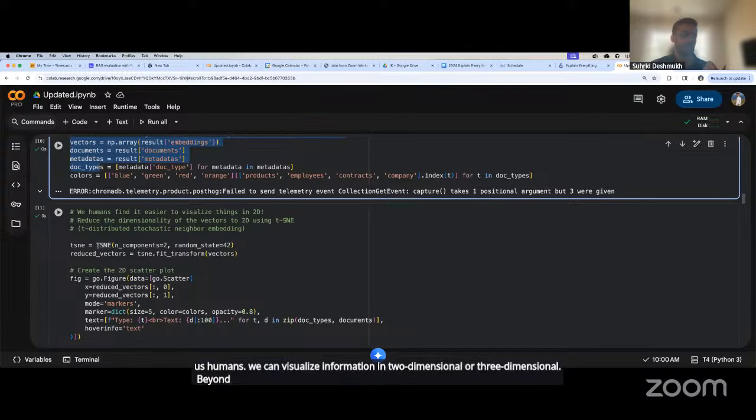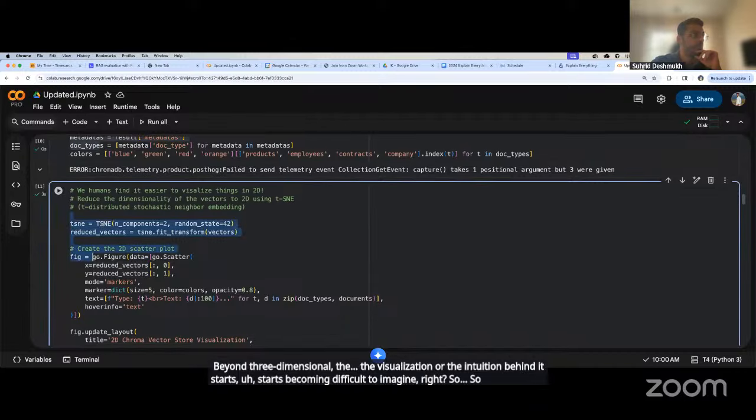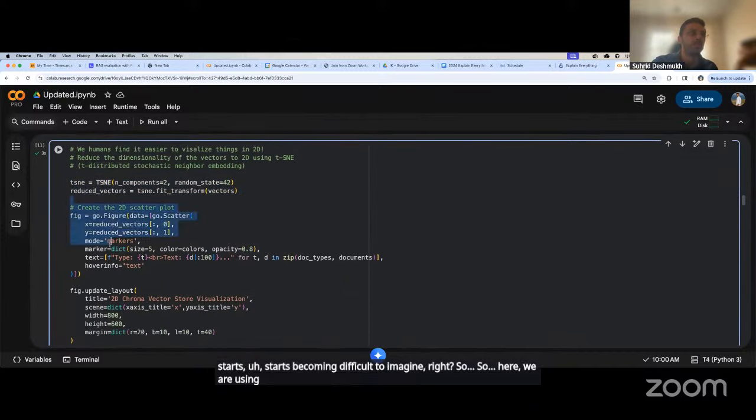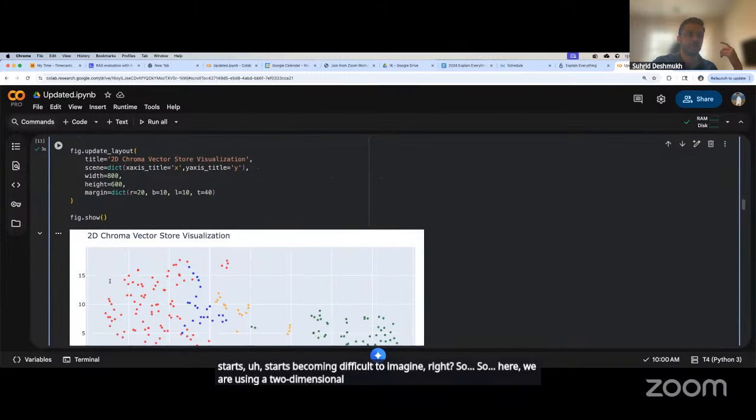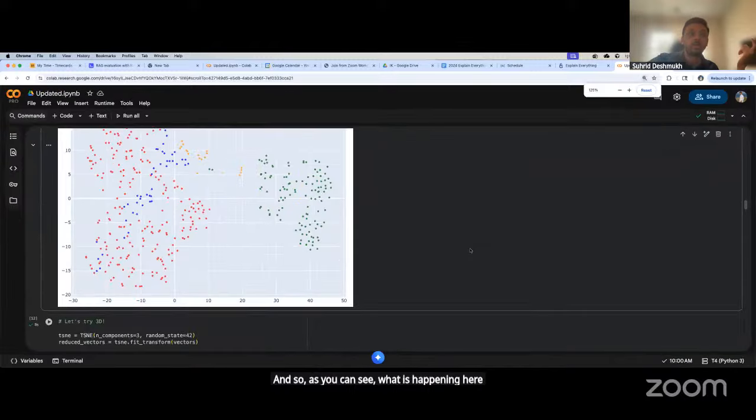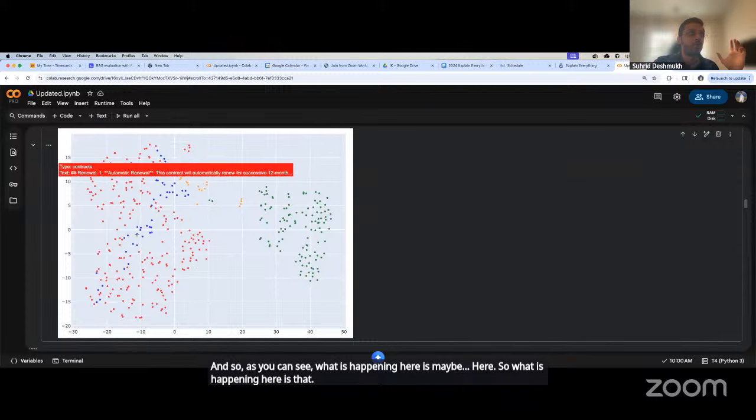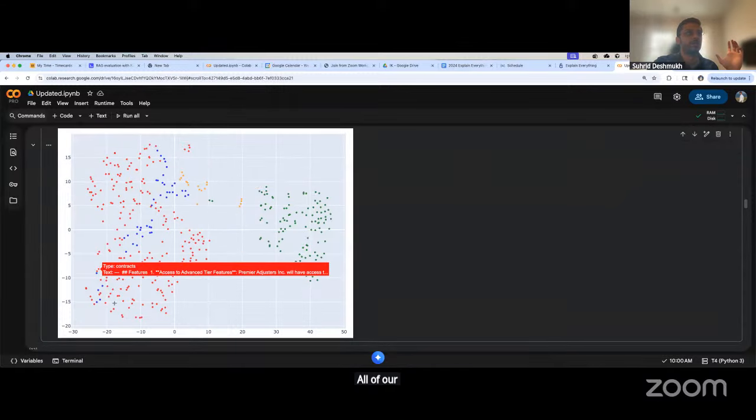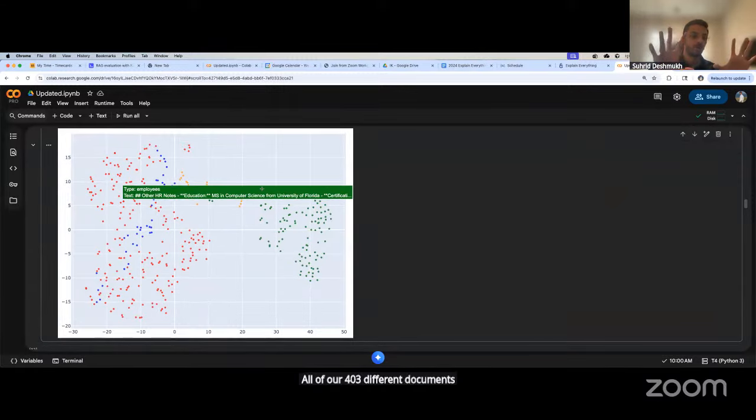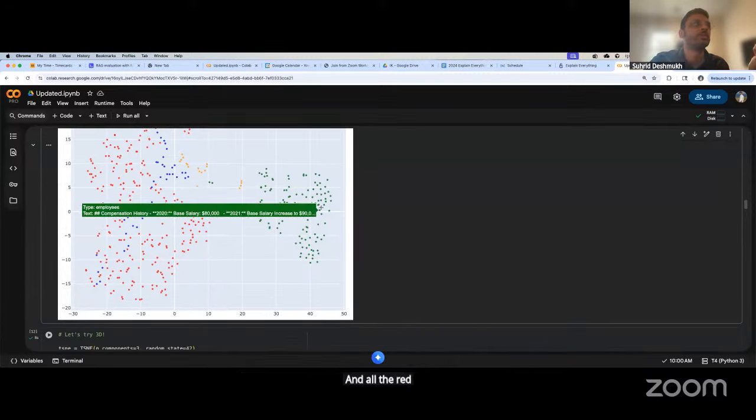Beyond three dimensions, the visualization or the intuition behind it starts becoming difficult to imagine, right? So here we are using a two-dimensional technique to visualize our documents. And so as you can see, what is happening here is that all of our 403 different documents are plotted on this graph, and let's look at all the green dots.